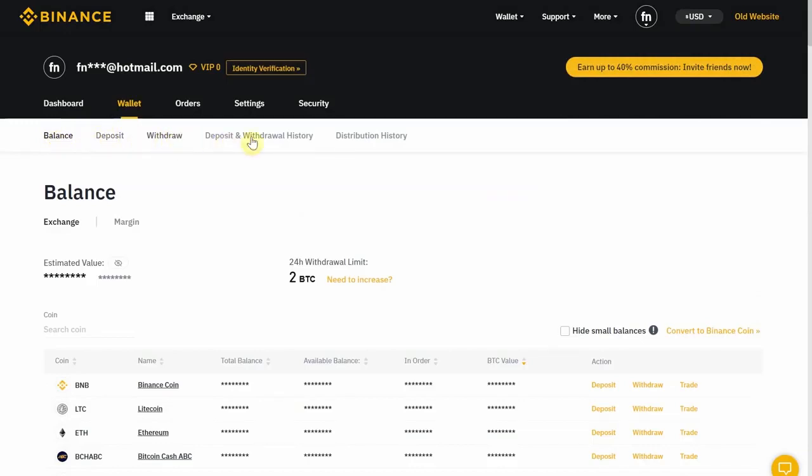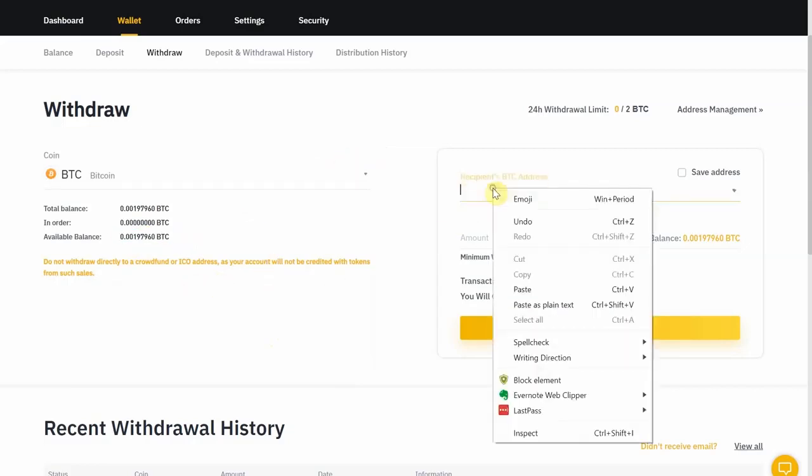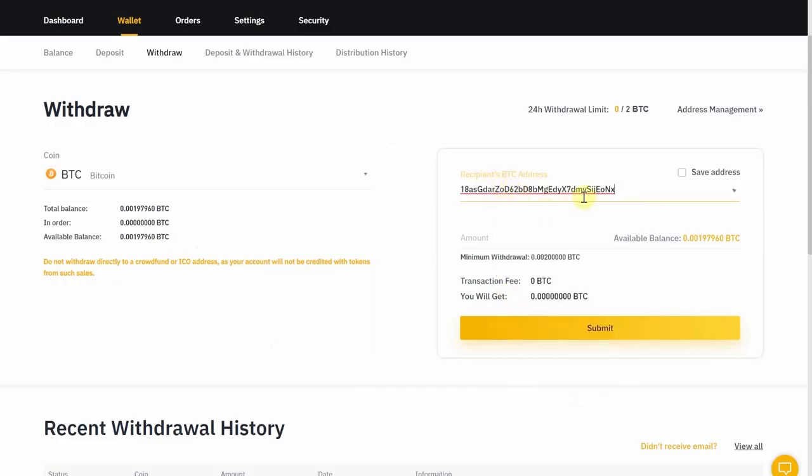If you ever want to withdraw money, this is where you would go. And in here, in the withdrawal page, you get to choose which coin you want to withdraw, and it will tell you what's your balance, how much you have in orders, and how much you can withdraw. So over here on this side, this is where you paste the address you want to send your BTC to. So apparently, my BTC balance is just below the threshold of the minimal withdrawal. But anyways, this is how you withdraw BTC from Binance to another BTC wallet.